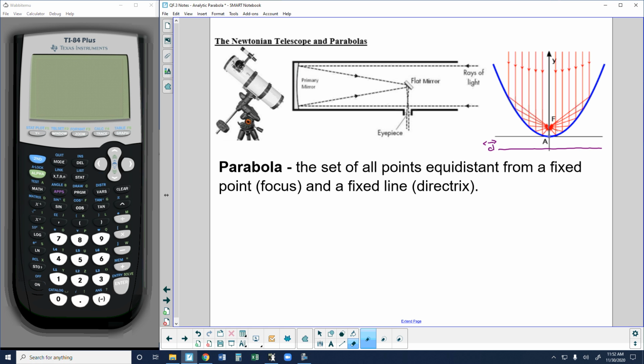In this case, a parabolic dish as we rotate it 360 degrees, but it's all derived from this idea of a parabola. So we use the definition of a focus and a directrix to actually come up with the equation of a parabola.